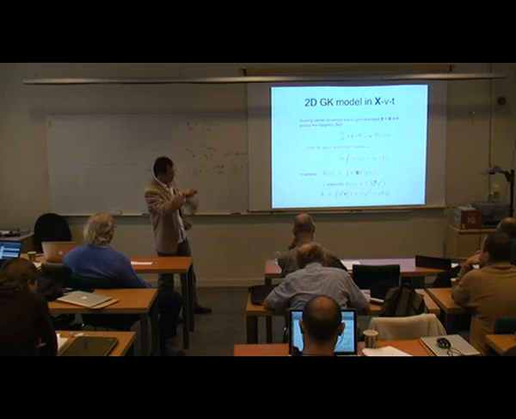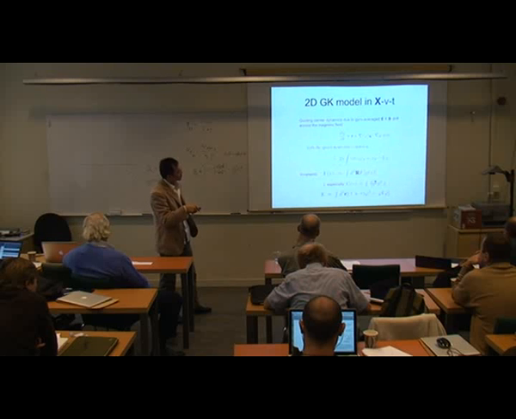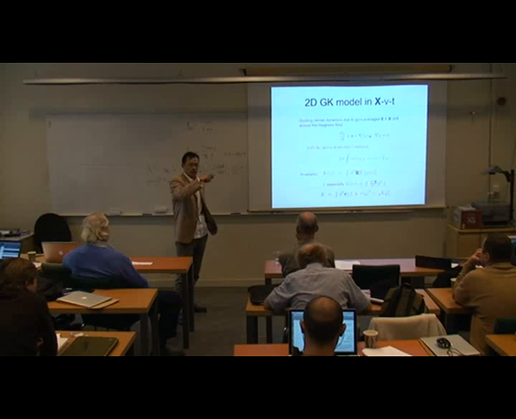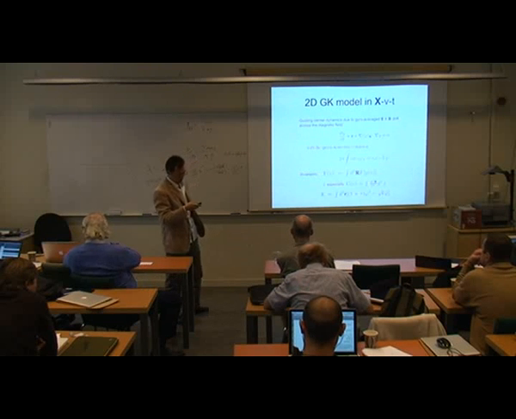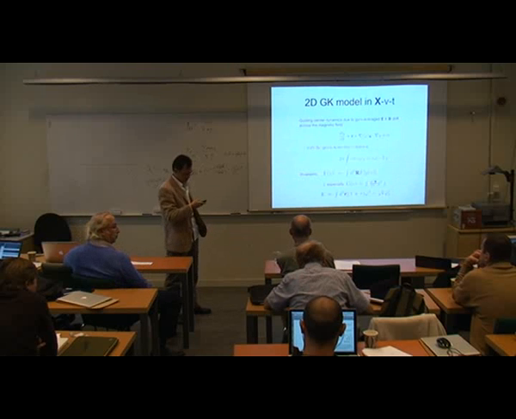We have the brackets with R here, which is the gyro average. So this phi is the electrostatic potential. So this system is closed. This system describes how the guiding center is moving in configuration and velocity space.